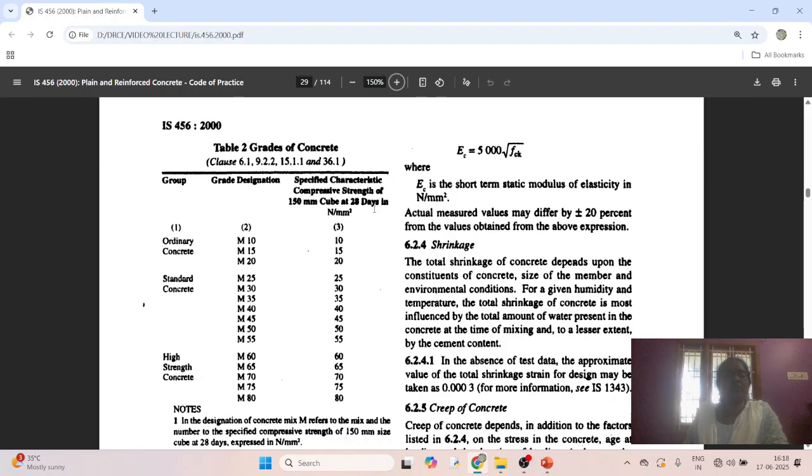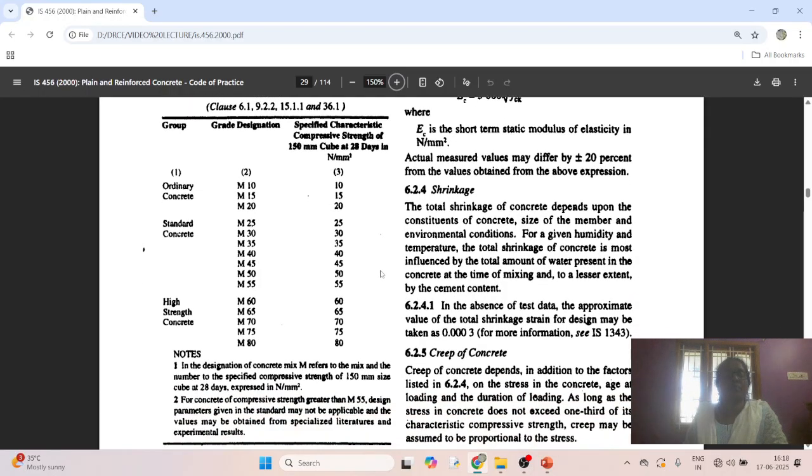Concrete is classified as ordinary concrete, standard concrete and high strength concrete. Ordinary concrete is from M10 to M20, standard concrete from M25 to M55, and high strength concrete from M60 to M80. The number indicates the characteristic compressive strength of the concrete.